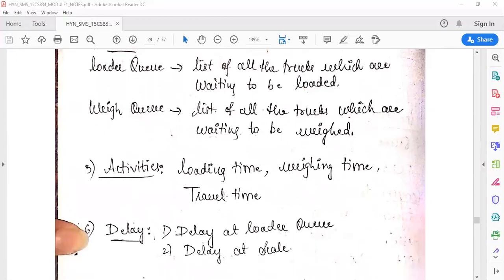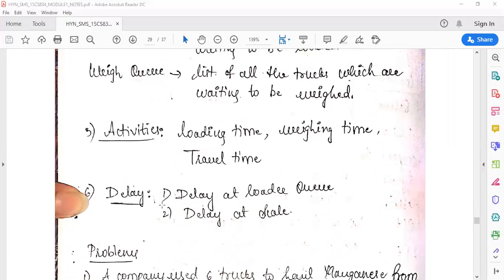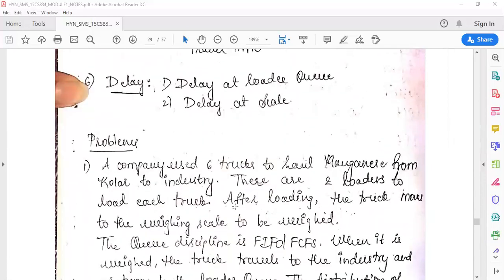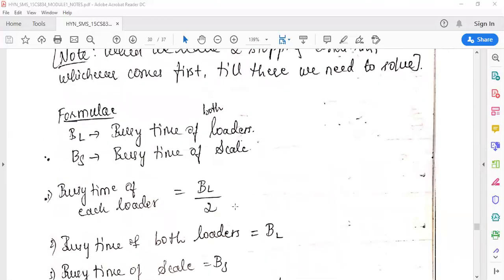Next I have activities. Activities are loading time, weighing time, and travel time. Next we have delays. There are basically two delays: delay at the loader queue and delay at the scale. So these are the components.